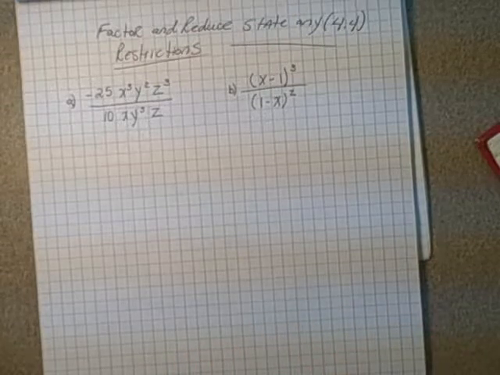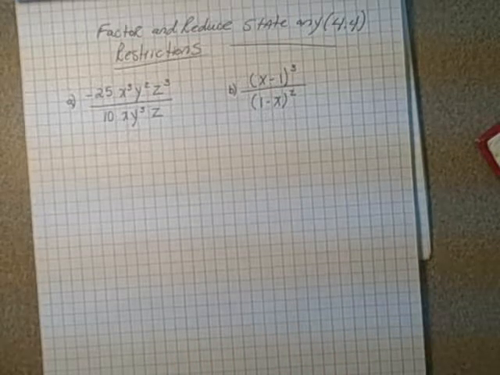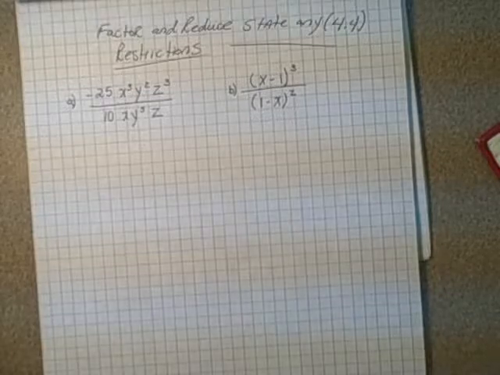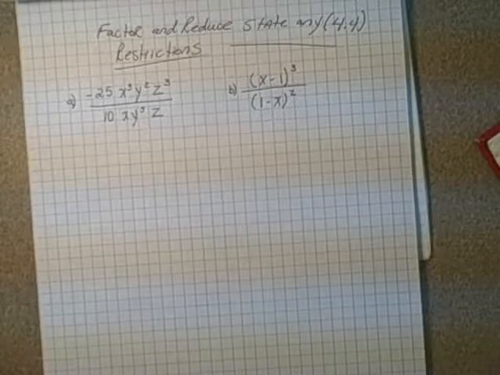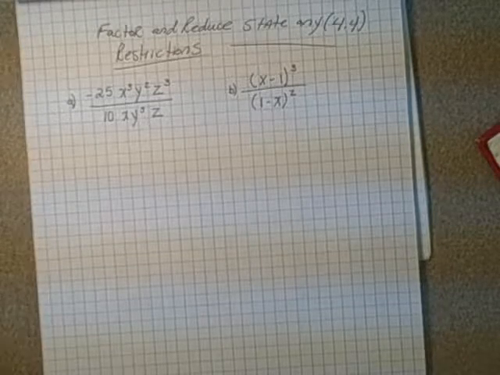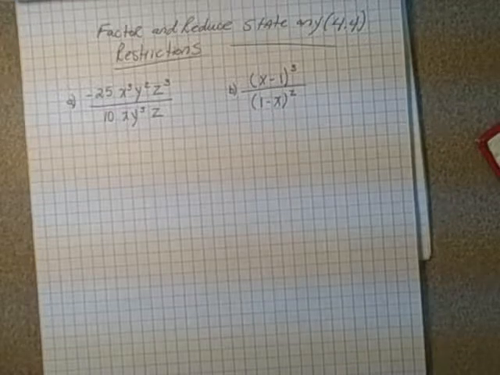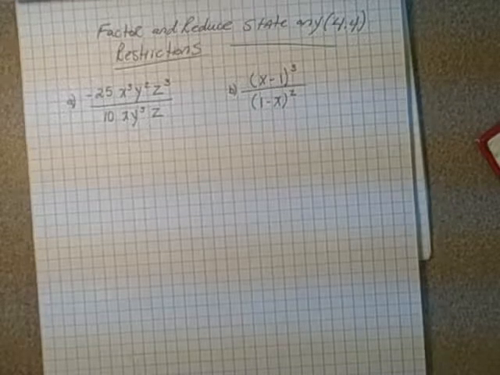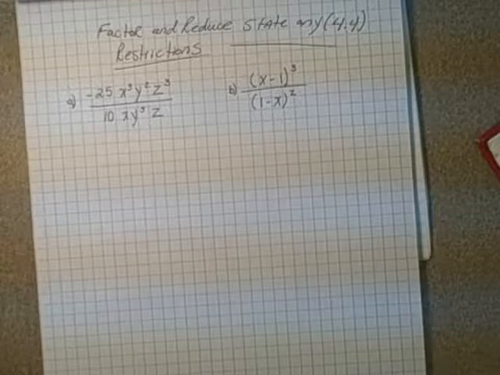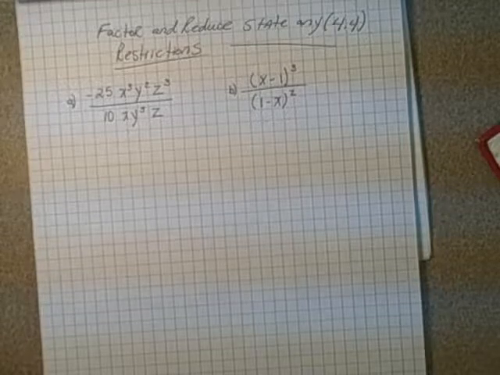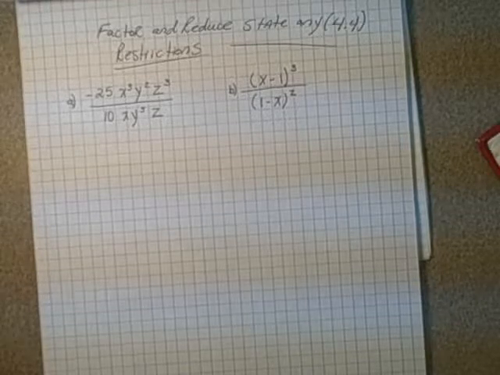Okay, this tutorial is for factoring and reducing of rational expressions, and it's 4.4 in the textbook. And we're going to look at specifically 3 different kinds of examples that you can get in this area of reducing.